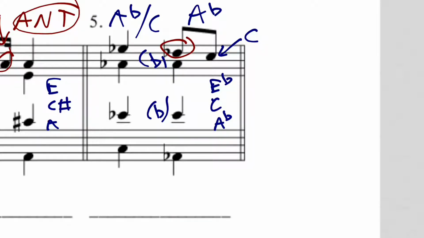If it's happening like that, it's an accented non-harmonic tone. And since it just goes down here by step, just by step. Let's do it again. Chord tones, and now we hit this D flat.